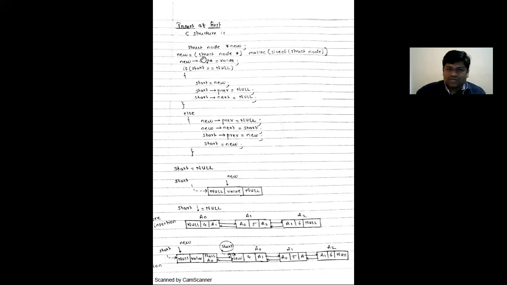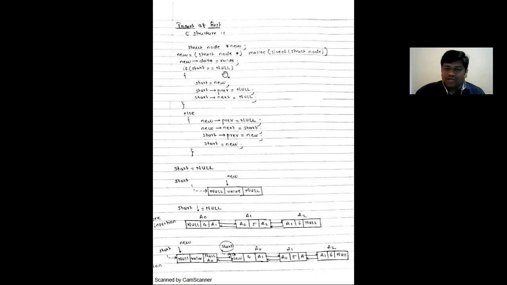So in C, struct node star new. Here, instead of temp, I have considered new, right? So new is equal to struct node star malloc of sizeof struct node, right? So the memory is allocated. After that, new of data: whatever value you are passing, that value is assigned to the data, right?